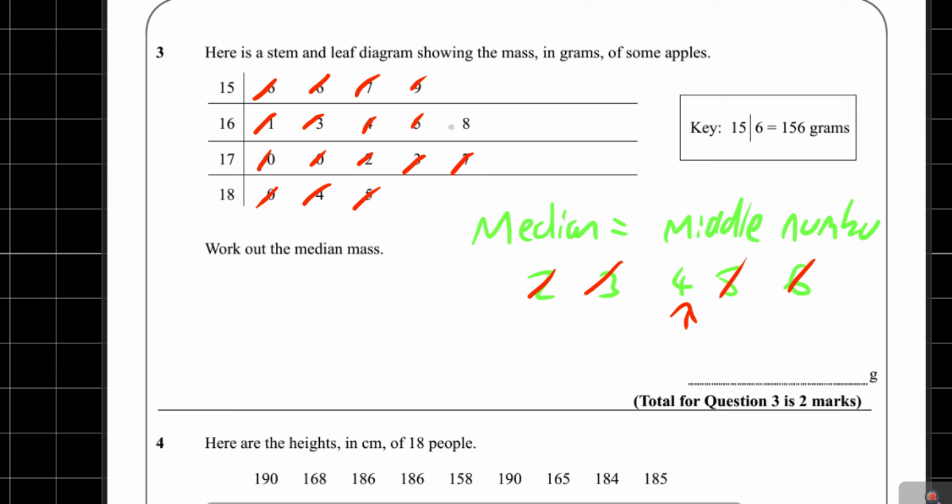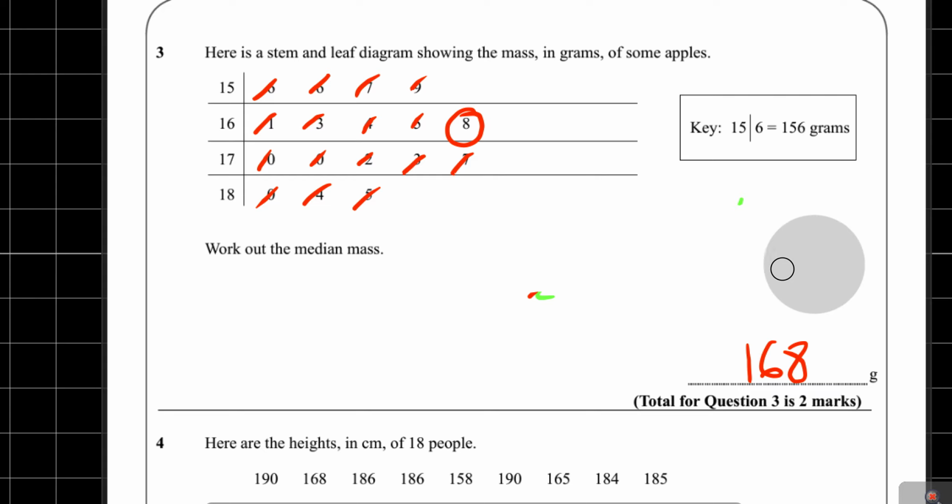Here we're left with just one number after crossing out the right hand side, starting from the bottom, and that's going to be 168. So your median here is 168 grams. Again, you start from the first value, start from the last value, and you meet in the middle. In this case, it gives us the value that we need for our median.